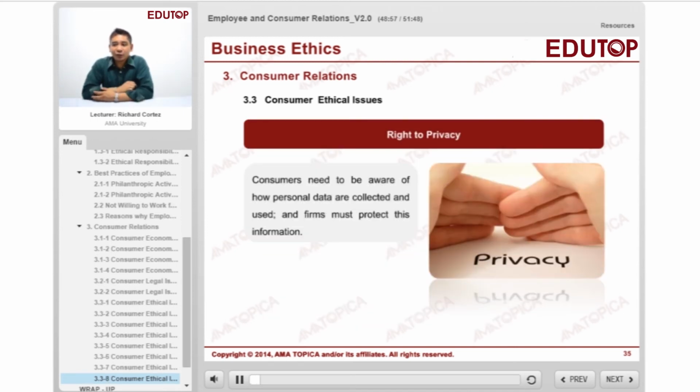Right to privacy. Consumers need to be aware of how personal data are collected and used. Example, you are making market research and doing a survey about the needs and wants of the consumer. The customer should feel that the data given to the company doing the research are very confidential. You should not divulge the results of a survey or the name of a respondent to a particular person, because those data are private, and the identity of respondents or consumers is very private.